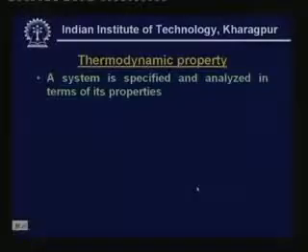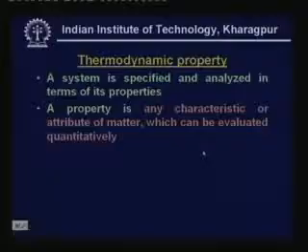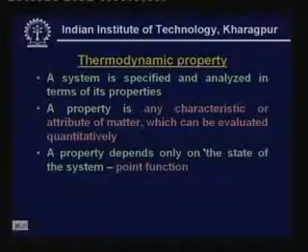Now, let us define thermodynamic property. A system is generally specified and analyzed in terms of properties. And a property is any characteristic or attribute of matter which can be evaluated quantitatively. So, this is the exact definition of property, and a property depends only on the state of the system. That means a property has to be a point function. So, all properties are point functions, and one of the peculiar characteristics of a property or point function is that their cyclic integral is always 0. So, this is one of the characteristics of properties.